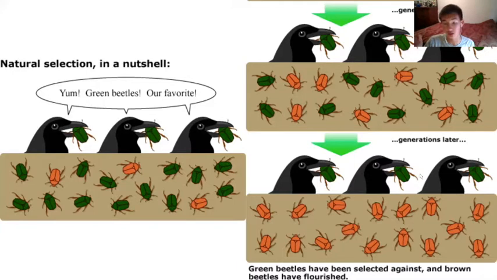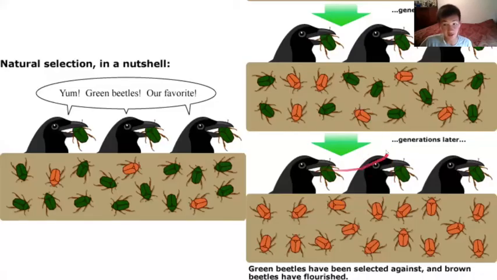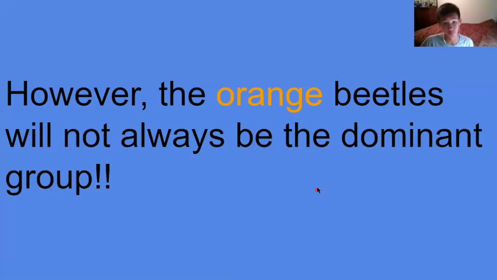There's gonna be a future seminar on alleles and dominant versus recessive, which will also help your understanding of this. We're not gonna get into that too much right now though. But the interesting thing is the orange beetles will not always be the dominant group. In this case, they are because of the background, because of the environment. But let's look at a different case where things actually change.